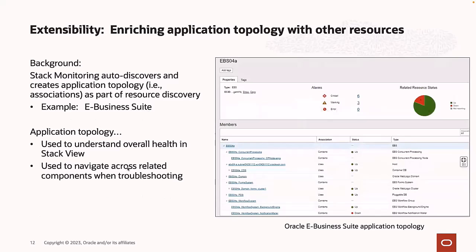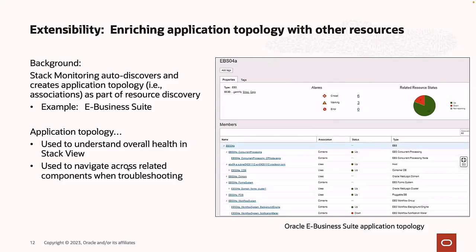So the third feature we're going to discuss today is application stack extensibility. Stack Monitoring allows for single-click discovery of an entire EBS application stack, right? We discussed this as part of the standard edition features. And this discovery automatically creates the application topology, or associations between components of that application.